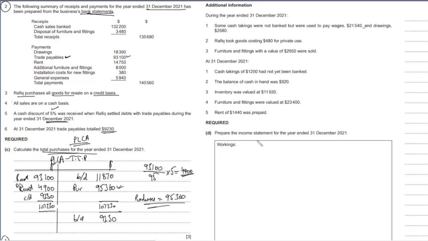During the year ended. Okay. The question is to prepare the income statement. We've already found purchases. We do not have sales provided anywhere. I don't see a sales figure given. So we'll have to find that as well, right?